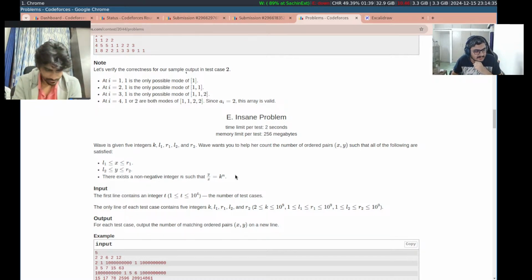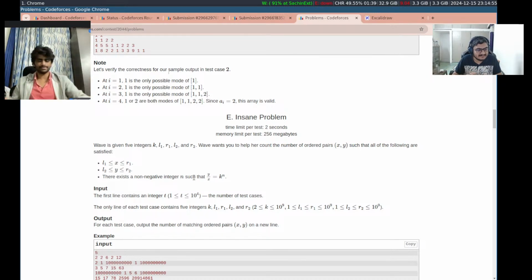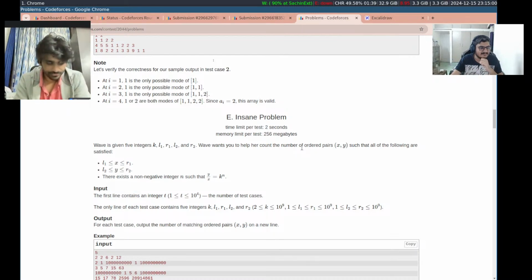Don't we need ordered pairs, not unordered? I think unordered pairs also work here because y would always be greater than x, since n is a non-negative integer. I think with unordered there will be a problem with k equal to 1. No, when k is equal to 1, x equal to y always happens. Yeah, it doesn't matter. So ordered does not matter, you are right, Kerry.